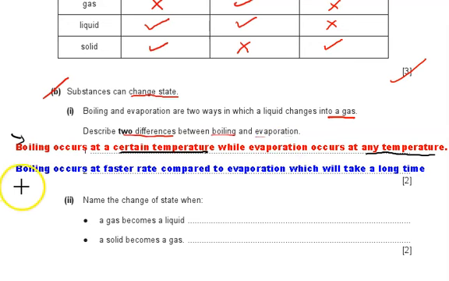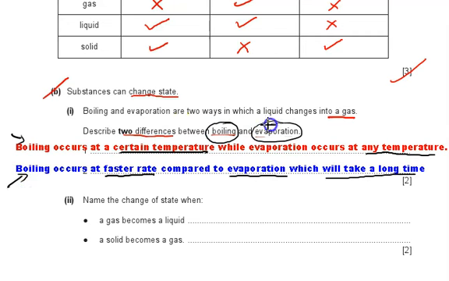The second one is that boiling occurs at a faster rate compared to evaporation, which will take a longer time. So you have to compare both boiling and evaporation to get 2 marks over here. Now number 3, name the change of state when a gas becomes liquid. This is definitely condensation.